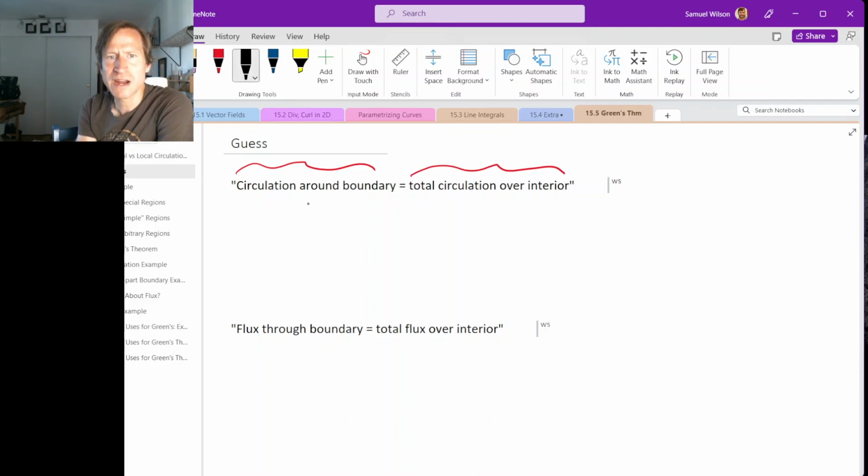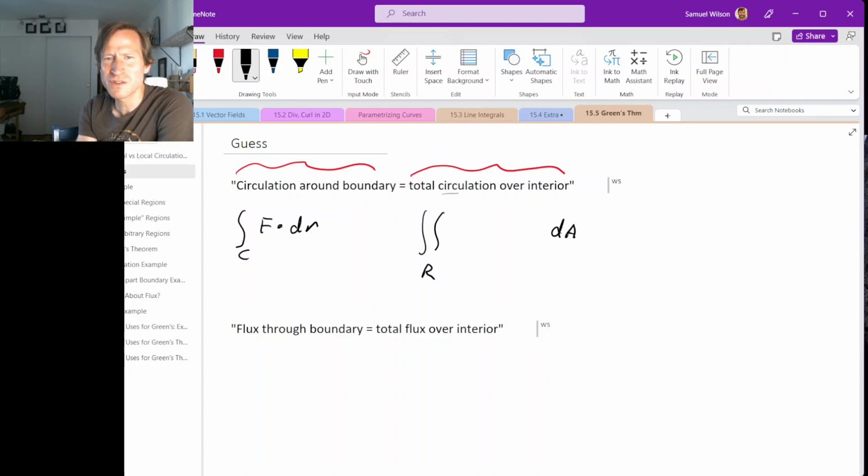So for circulation around a boundary, we know exactly what that ought to be. Circulation around a boundary is the integral over the boundary curve of f dot dr. So what would be a way to measure total circulation over the interior? Well, to total something up over a region, that should be a double integral, dA. But what should we be adding up?